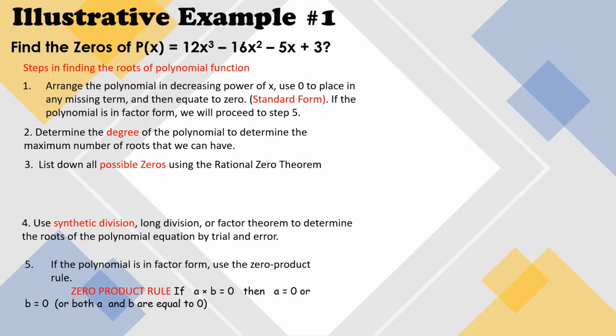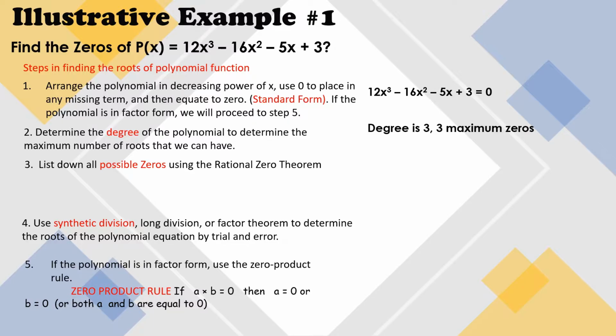Okay, so now let's try to solve it using our steps. Step 1 is to arrange the polynomial in decreasing power of x. Since it's already arranged, we're just going to equate it to 0. So we will have 12x cubed minus 16x squared minus 5x plus 3 equals 0. Step 2 is to determine the degree, and the degree of this polynomial is 3. So therefore, we're going to look for a maximum of 3 zeros.